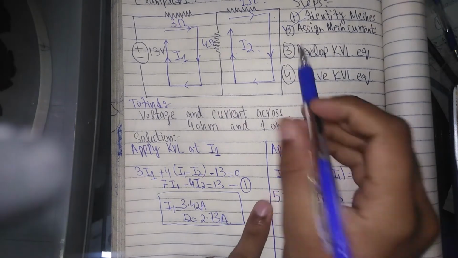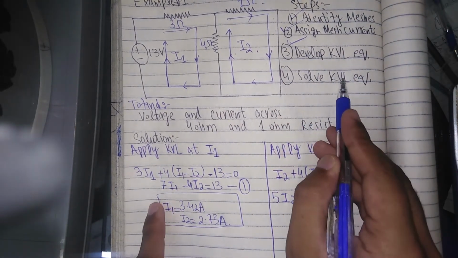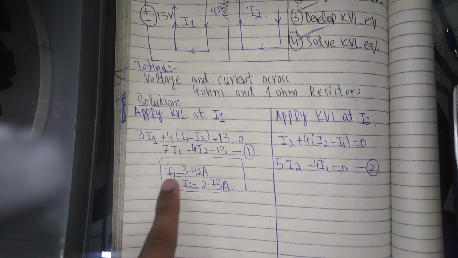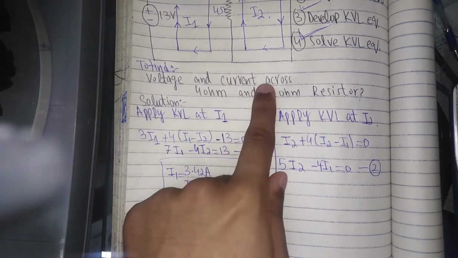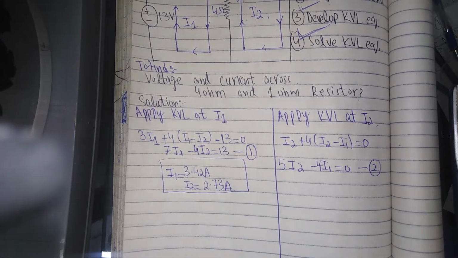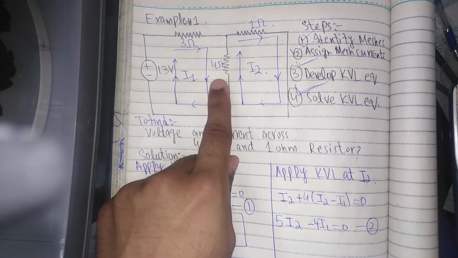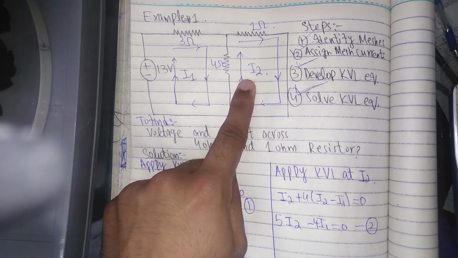Now students, our third step is also clear. Develop KVL equations and solve the KVL equations. The fourth step is also clear. Now we will find I1 and I2. So our next and final step is to find voltage and current across the 4 ohm and 1 ohm resistors. Now students, across the 4 ohm resistor there are two currents flowing, I1 and I2. So we will write it as I1 minus I2.